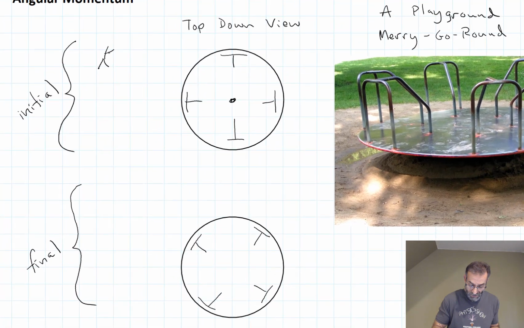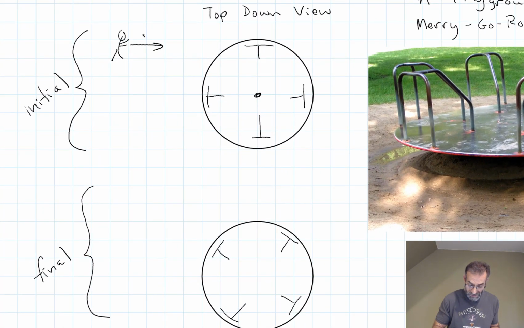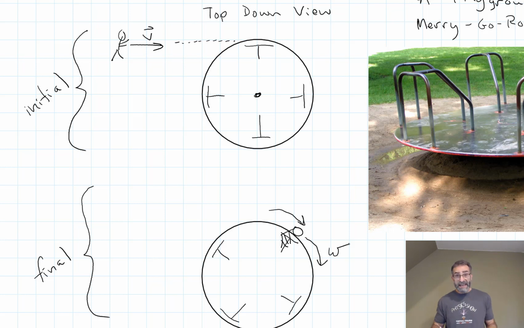If we have a kid over here running with some speed, and they run along and jump onto that merry-go-round and hold on, what's going to happen to our merry-go-round? It's going to start to rotate. And our kid will move with the merry-go-round, holding on. They will rotate together with some angular speed omega.